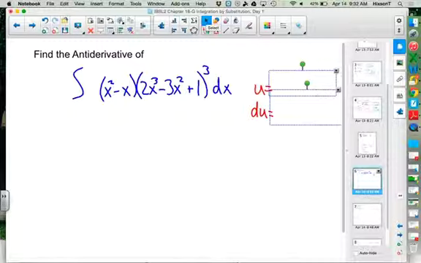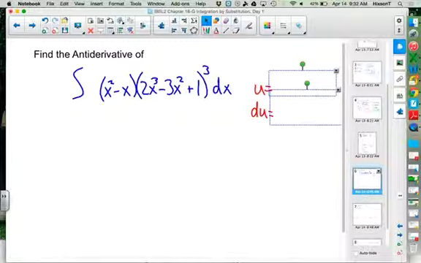Do we pick the inside for the u, so x squared minus x? What did you guys pick for the u? 2x to the third minus 3x squared plus 1. Yeah, that's the thing that's cubed.